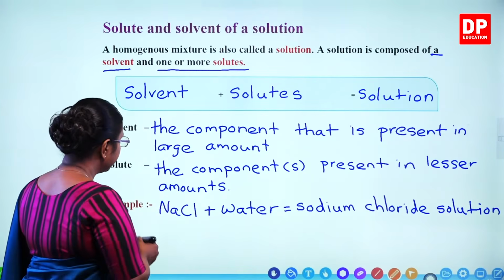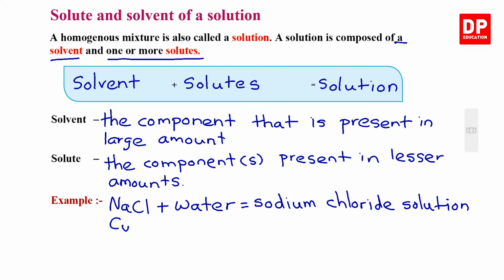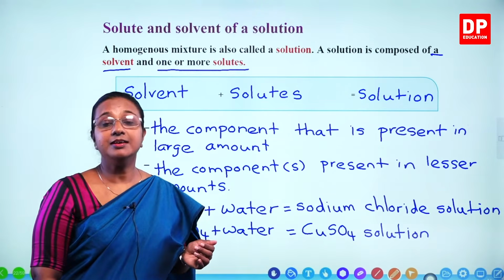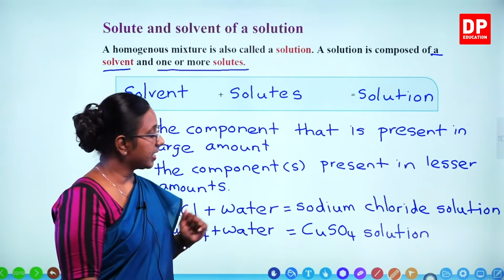Likewise, if we take copper sulfate, copper sulfate is the solute and water is the solvent. So here we can write this as CuSO4 solution, that is copper sulfate solution. You can write it in words or you can give it using the chemical formula, copper sulfate.